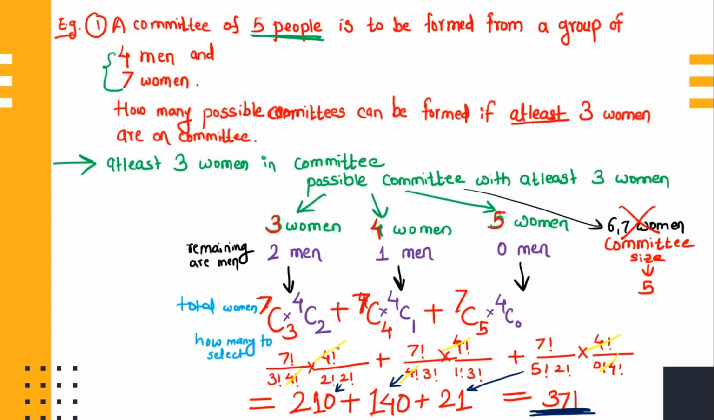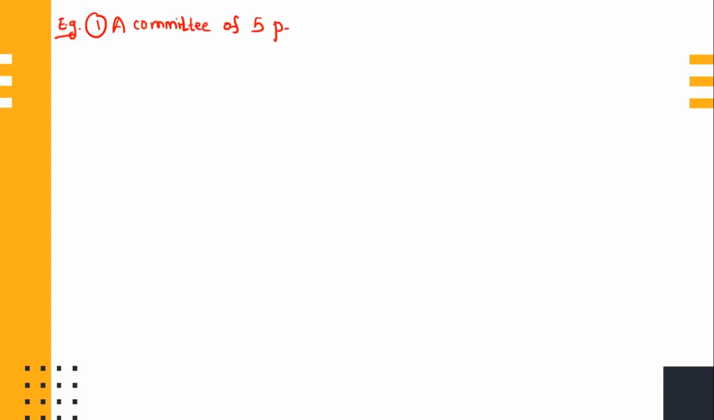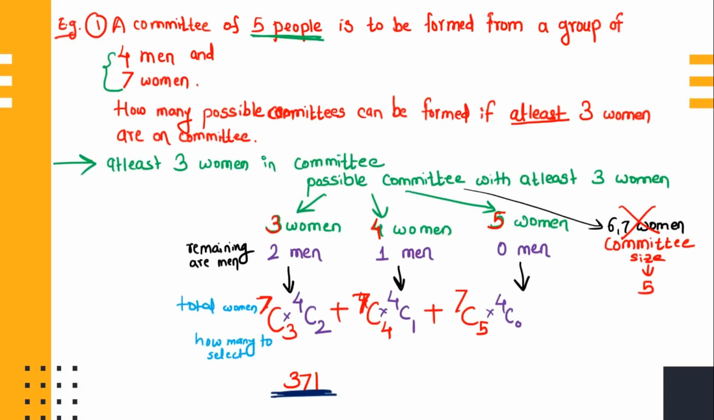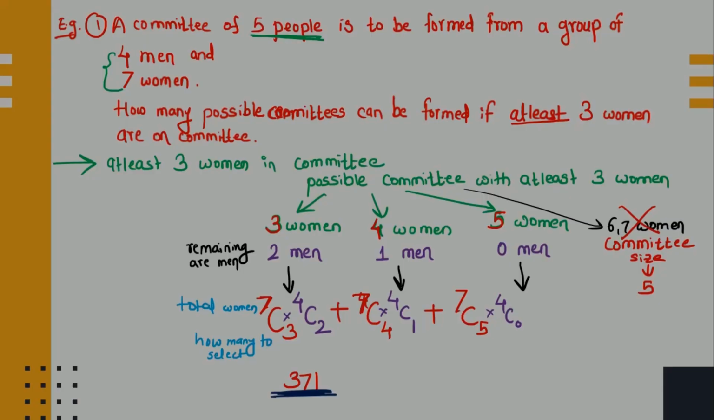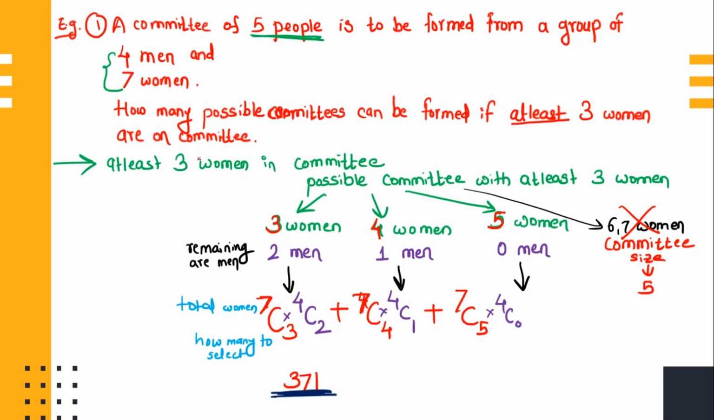possibilities and just cut out the common portion, then we will get the values: 210 for this choice, 140 for this choice and 21 for this choice. If we perform addition of all of this, we'll get the answer, that is 371. Means in total there are 371 possibilities where you can select at least 3 women on the committee with 5 people.